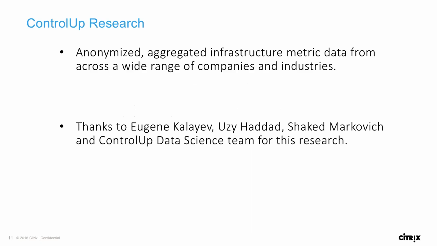So this is from our hybrid cloud infrastructure. This is anonymized, aggregated infrastructure metric data that we collect across a wide range of customers. There's actually data from a number of different studies we've done. So the total that we've looked at across these is about 1,000 different companies. It's a wide range of industries.